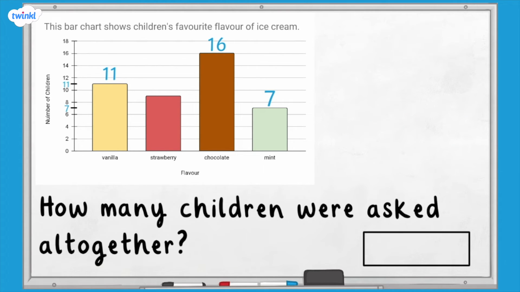How many children were asked altogether? We already know how many children chose chocolate, vanilla and mint. What information are we missing? How many children chose strawberry as their favourite flavour? 9 children chose strawberry. How will we work out how many children were asked altogether? We need to add together each of the totals. 11 add 9 add 16 add 7 equals 43. So 43 children were asked altogether.